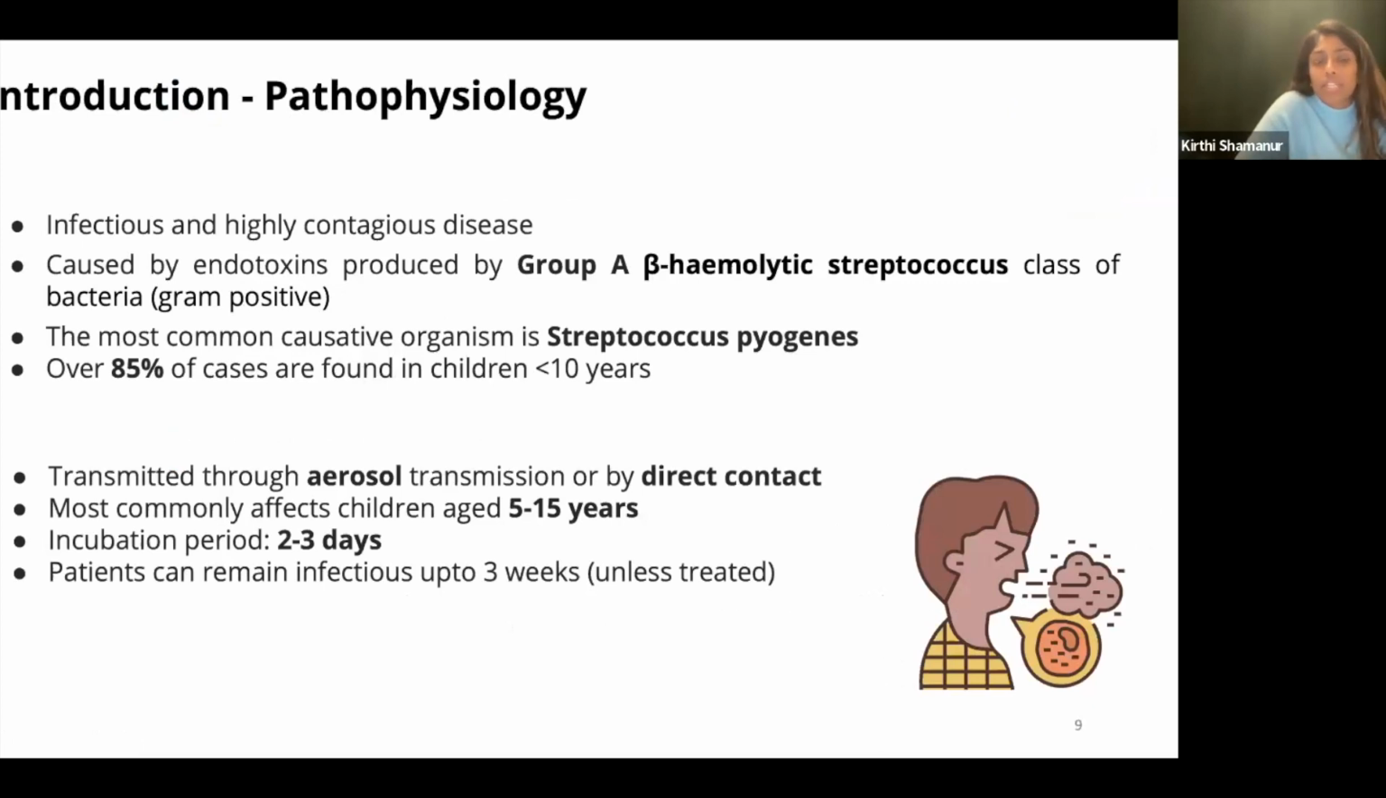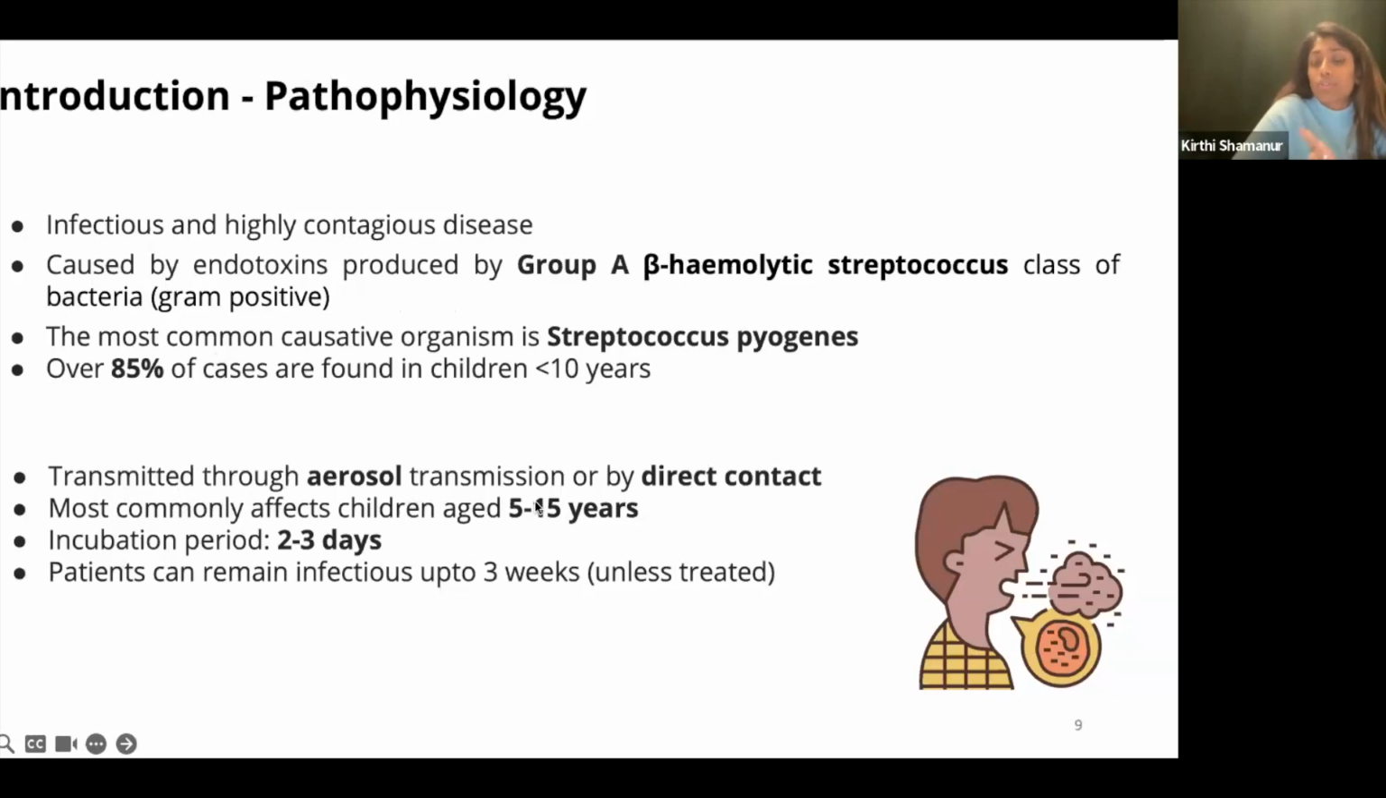You guys might have heard about it last year. It was a lot on the news because there was a lot of scarlet fever going around caused by group A strep. In terms of children coming to ED and GP, there was a lot of parent concerns in particular. It's caused by the bacteria group A beta hemolytic streptococcus. It's a gram-positive bacteria, and the most common of that is strep pyogenes. Over 85% of cases are found in children. Adults can get scarlet fever too, but it's way more common in children, especially under 10 years.